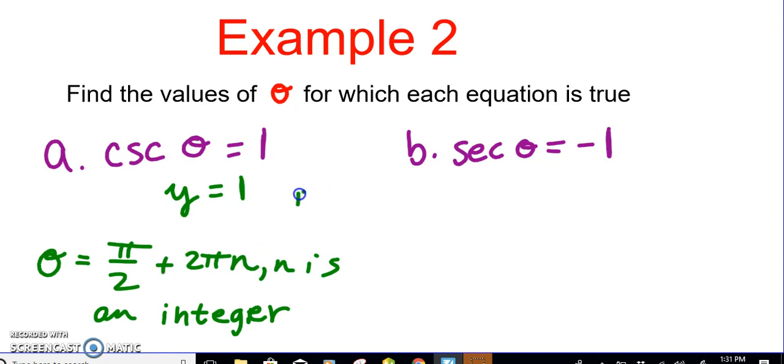So that would be pi over 2, that would be 5 pi over 2, and then we keep adding 2 pi. So if we put a 2 right here for n, that'd be 4 pi, then that'd be 9 pi over 2. But then that also takes care of the negative integers too. So that takes care of every single number that will ever work for cosecant theta equaling 1.